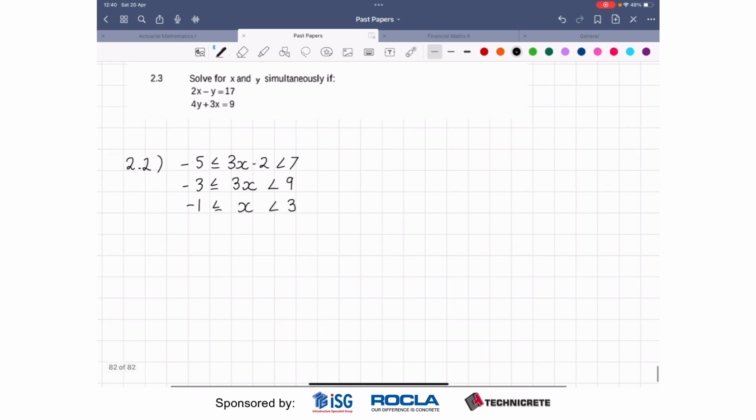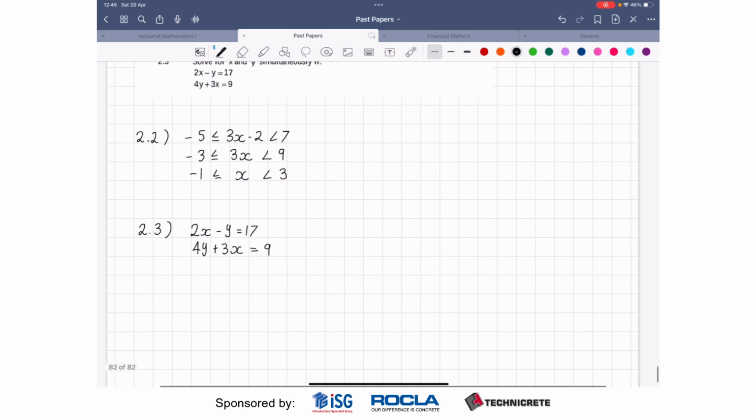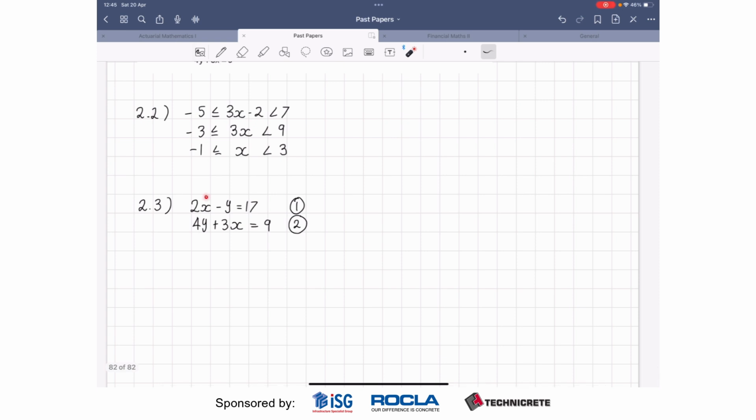And then for the last part of question 2, we have 2.3, and we're given these two equations. And we're asked to solve for x and y simultaneously. So what I want to do is, from this first equation, I'm going to call it equation 1, and I'm going to call this one equation 2. I'm going to get an expression for y in terms of x. So I'm going to have y equals something with x in it, and then I'm going to substitute this value for y into equation 2.